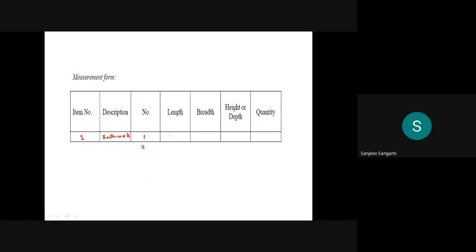So the length is 100 meters. Then how much breadth of excavation? Then the height, or the depth, how much is there? Then you write it in terms of meter cube, 100 or 200 meter cube. So like that are the descriptions. This is the detailed measurement form. Observe that here you don't have any cost, so it is completely related to the measurement form.